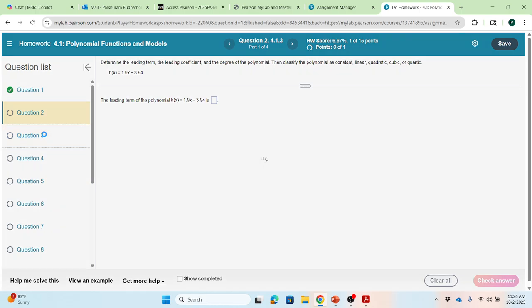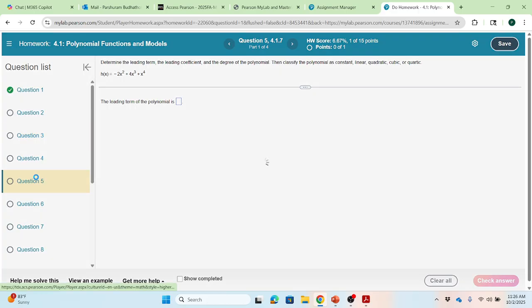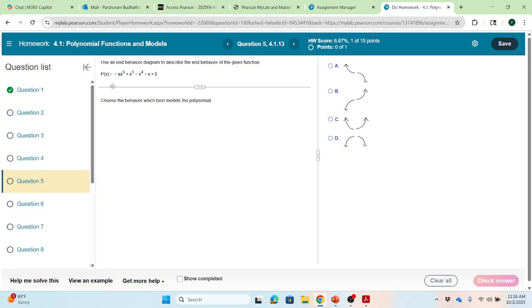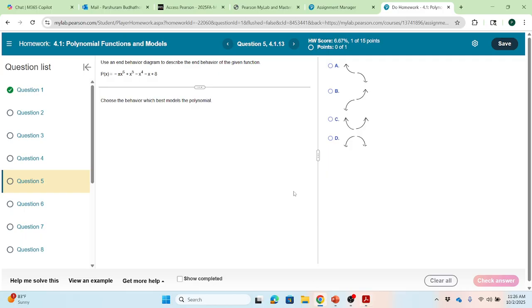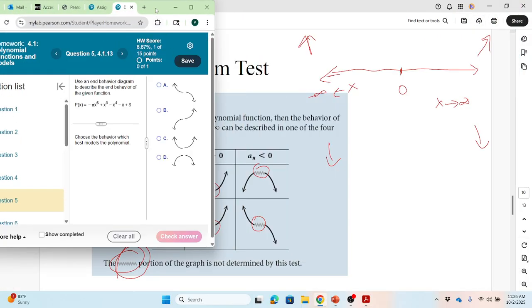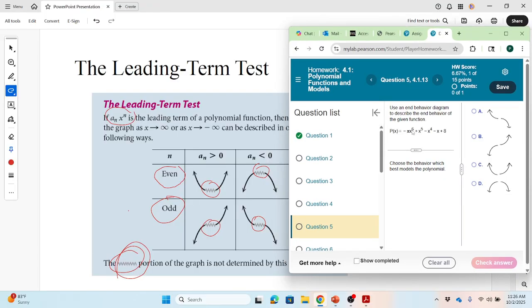Very similar question. I'm going to skip it. Okay, use an end behavior diagram. So meaning we're talking about this. You have to find out what the degree and the leading term are, and what the value of n is. In this problem, as you can see here, the degree is 6, so even, and the coefficient is negative, so that means here. It has to be down. So the only graph you have going down is this one.